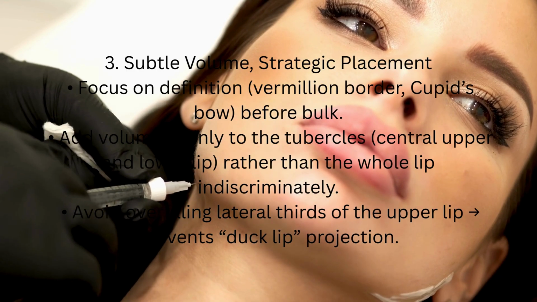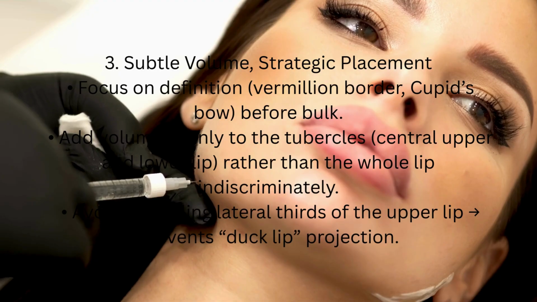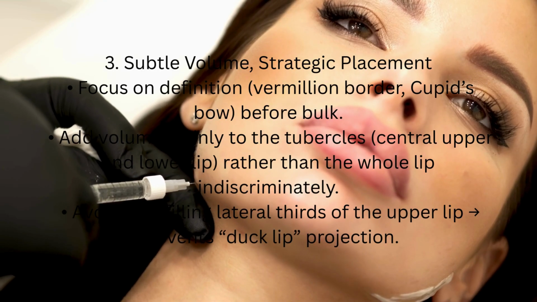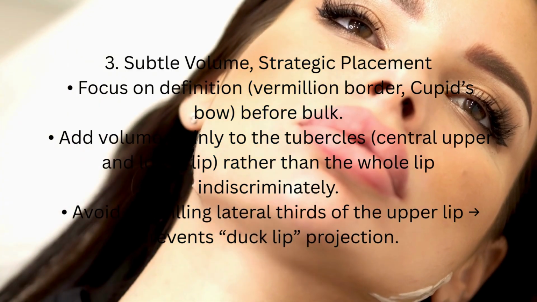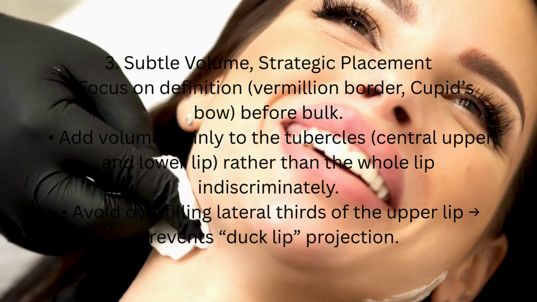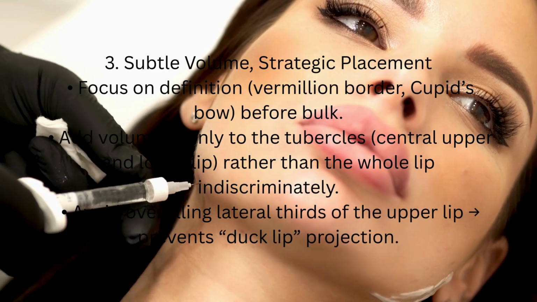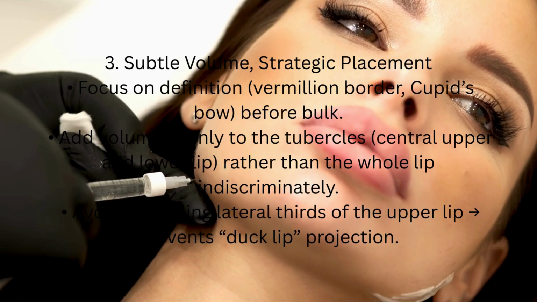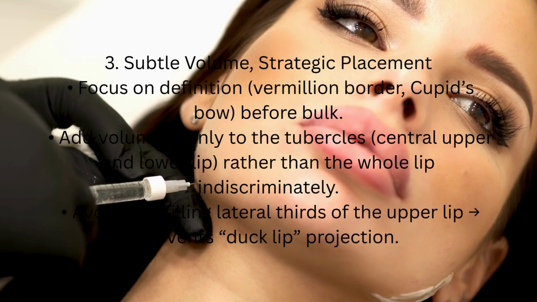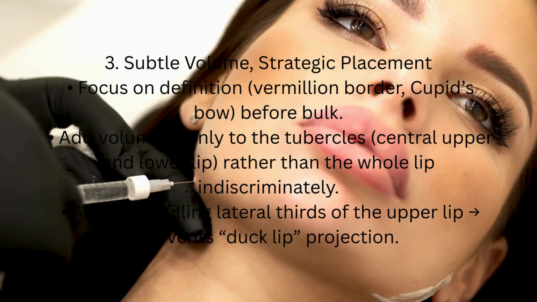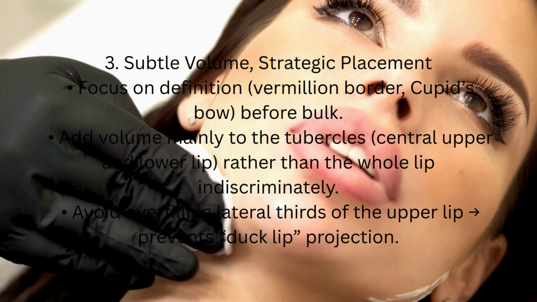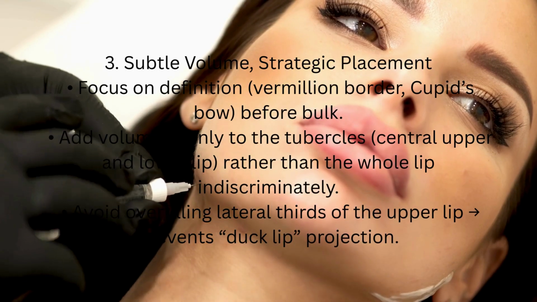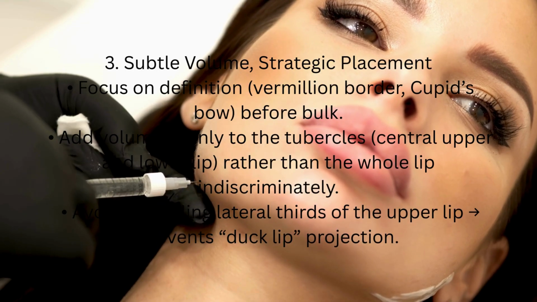The next step has more to do with strategic placement. Most training focuses on volume, but the first thing one should focus on is the definition, such as the vermilion border and the cupid's bow, before we consider bulk. We must frame the lip within that context. So add volume mainly to the tubercles rather than the whole lip indiscriminately. And one must avoid filling the lateral third of the upper lip, otherwise we'll end up with a duck lip.